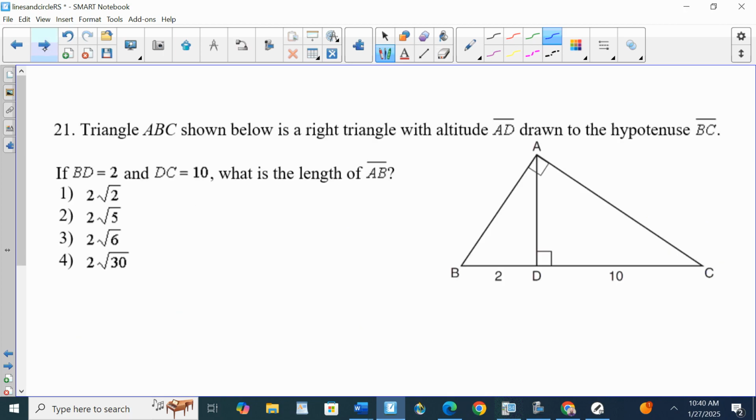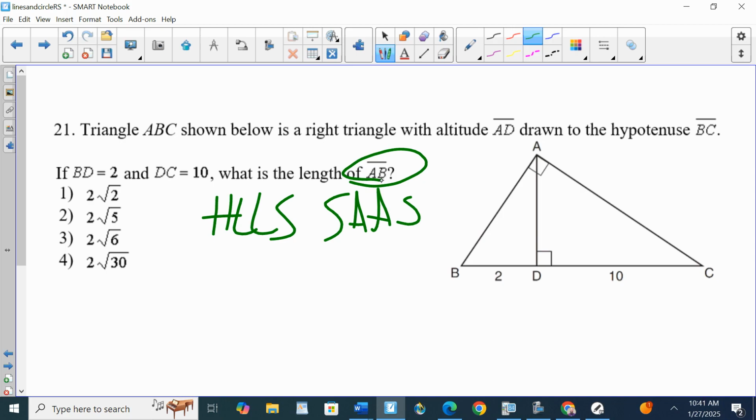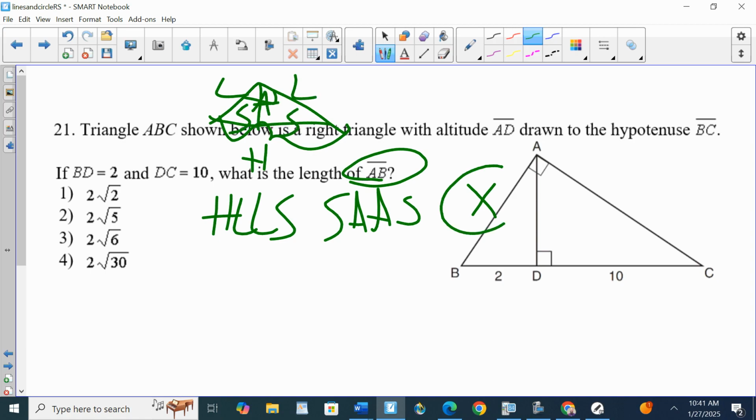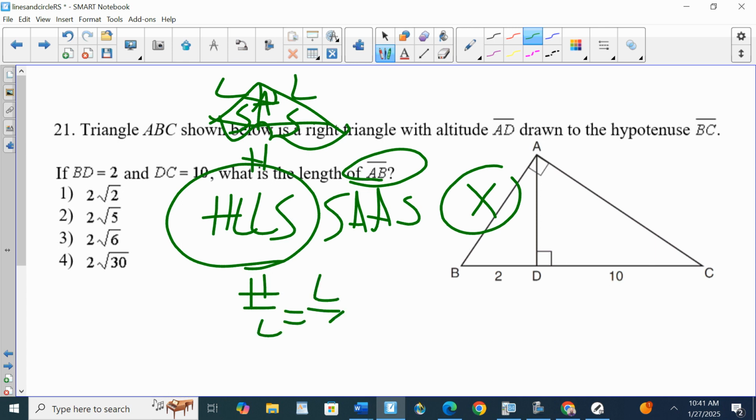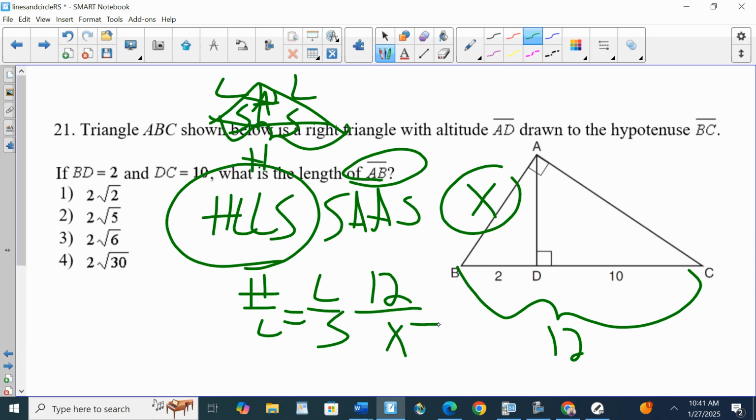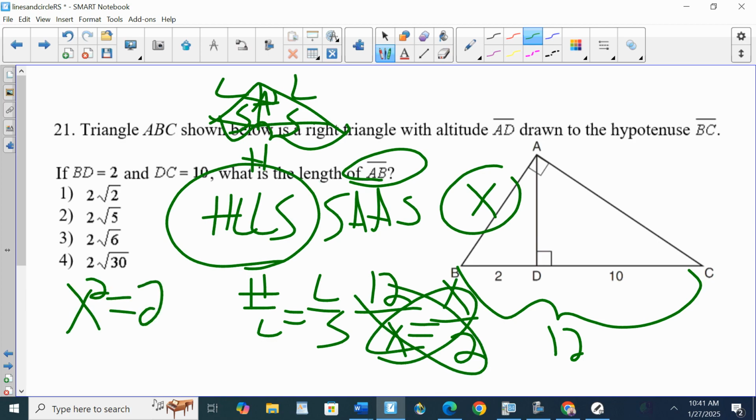And I got another review question here. You need to recognize this picture. This is Hill-Safs. Put an X on what you're trying to find. You need to know this is H, L, L, A, S, S. If there's an L involved, it's Hills. So it's H over L equals L over S. H is this whole bottom part. That's 12 over L is X equals L is X over S is 2. X times X is X squared. 12 times 2 is 24.